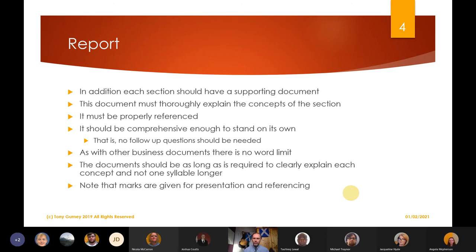So, like I said earlier, no word limit. You take exactly the amount of words that you need to explain, no more, no less.